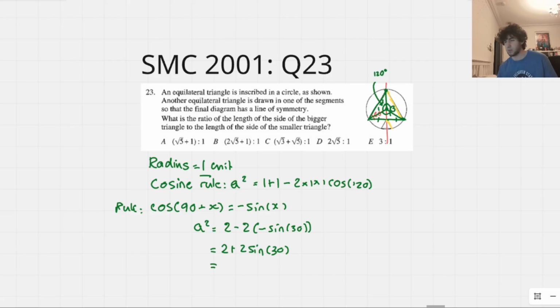Although admittedly, I don't think you see tan as much. We see sine and cosine, but you do occasionally see tan, so it's important to know. So sine of 30 is a half, so you have 2 plus 2 times a half, so that's just 2 plus 1, which is 3.